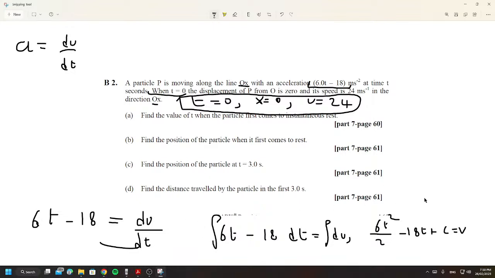Okay, either way, now we need to find C, right? So let's just substitute t. So when t is equal to 0, here, 6 times 0 squared over 2 minus 18 times 0 plus C. The velocity is equal to 24.